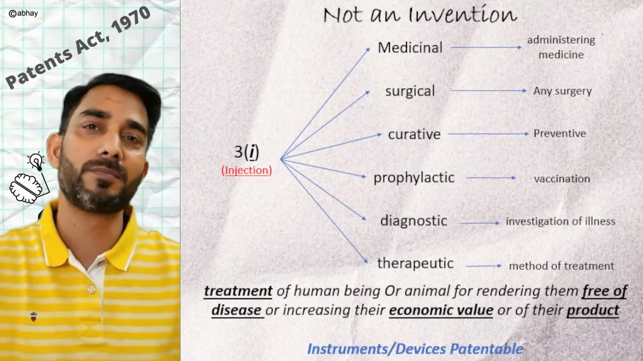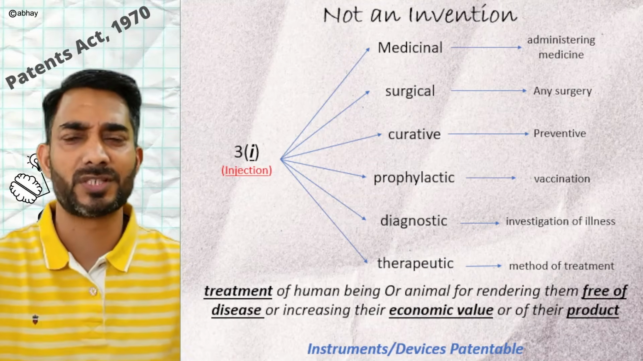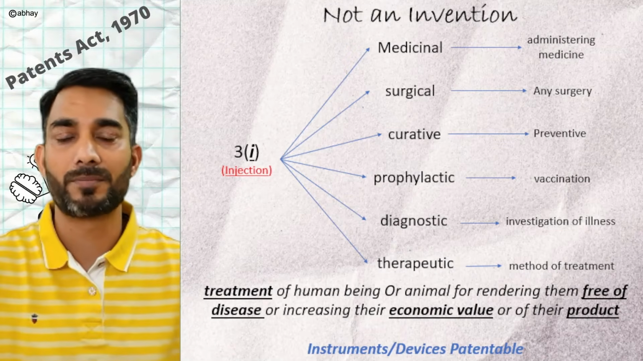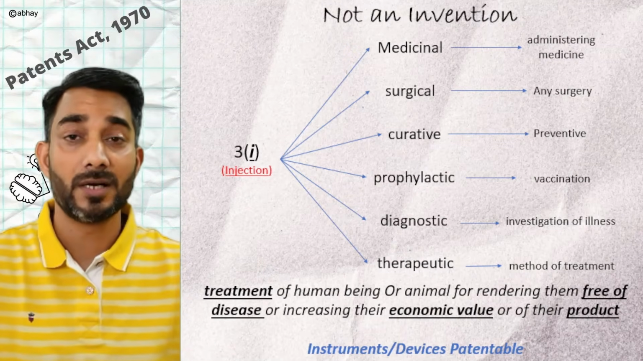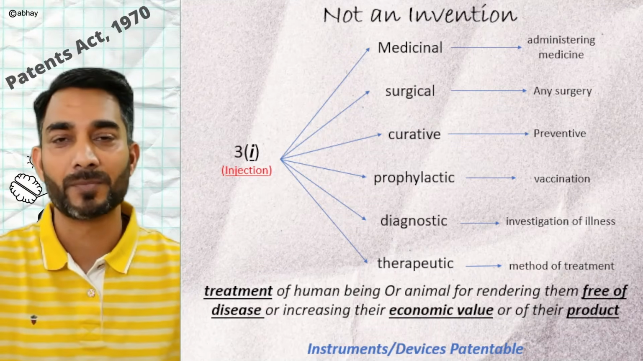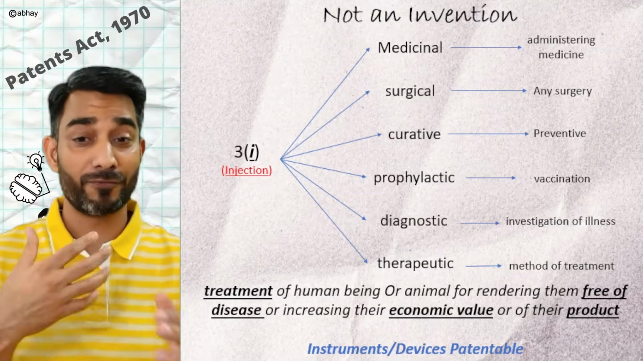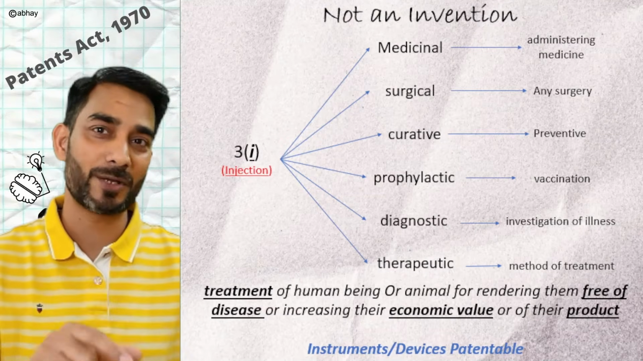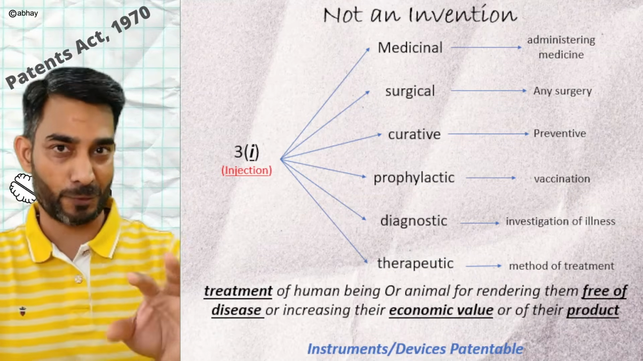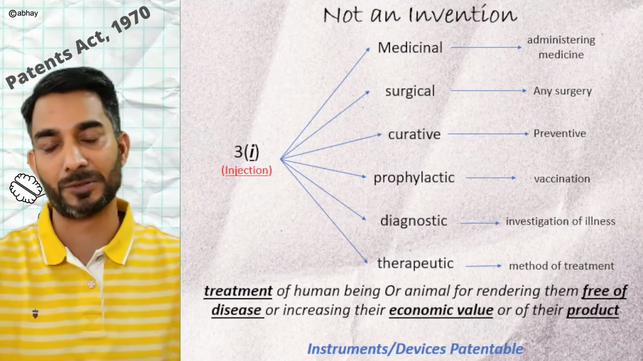Now, what all could be covered in there? Method of medicinal, administering medicines. Surgical, any sort of surgery which requires knowledge and skill of a surgeon. Curative, its preventive processes. Prophylactic, nothing but vaccinations. Diagnostic, investigating to find what is wrong with you. And therapeutic, again, method of treatment. So any method of treatment of human being or animal for rendering them free of disease or increasing their economic value of their product is not considered as invention. But any instruments or device to carry out any one of these is a subject matter which is patent eligible.